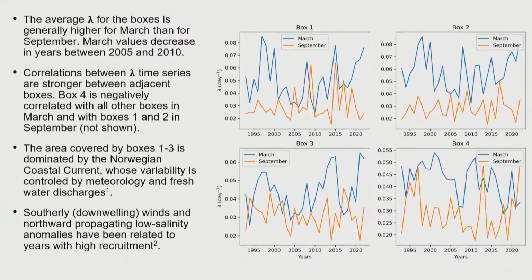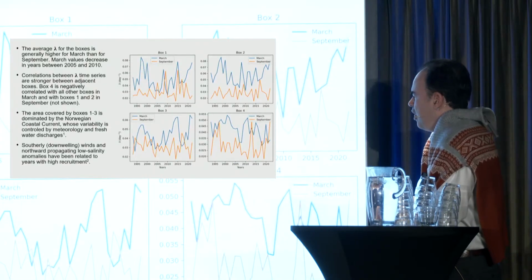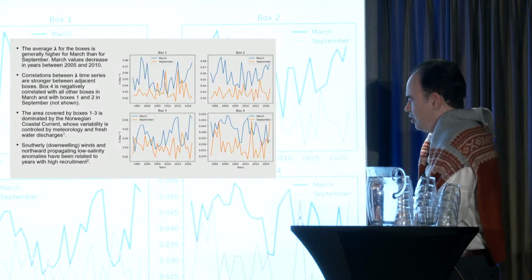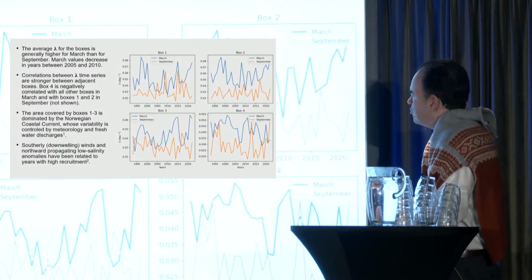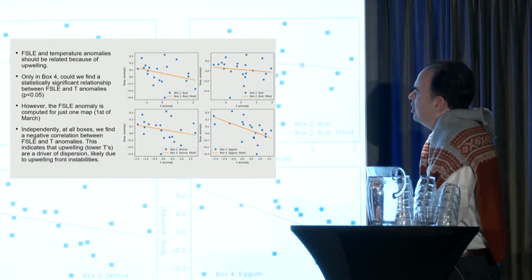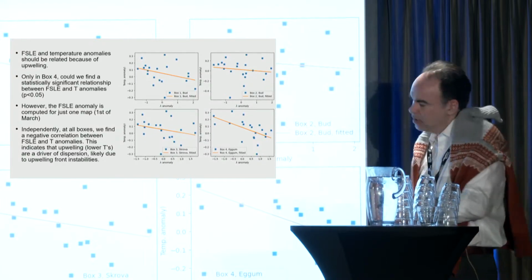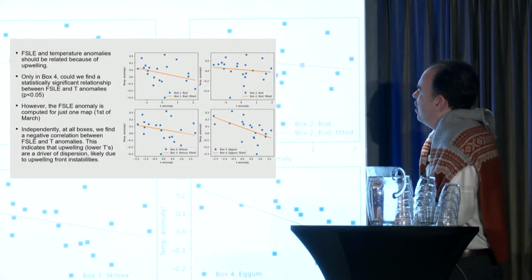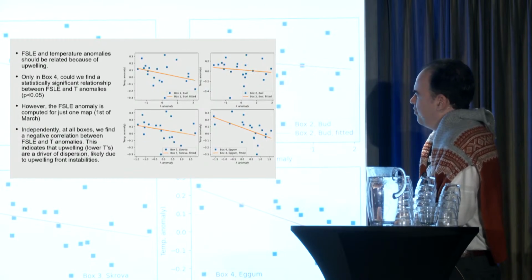Another important factor to finalize the analysis is that there has been a reported relation between the recruitment of the commercially available fish and downwelling winds along the Norwegian coast. And so we tried to find a relationship between the FSLE and the upwelling or downwelling, and we did it by comparing the FSLE to temperature anomalies along the Norwegian coast that we got from the fixed hydrographic stations.